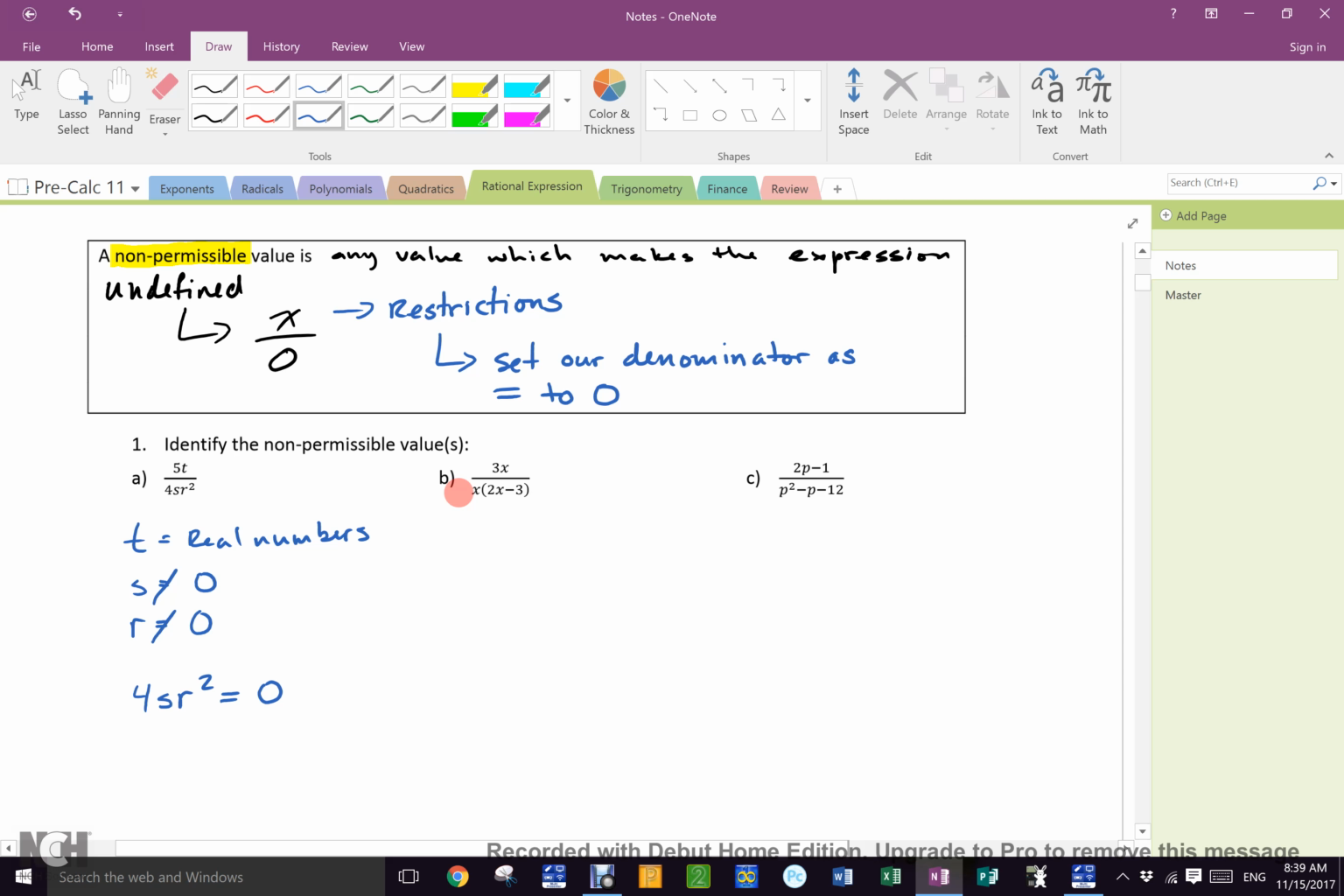Okay. So let's look at B. What are my options here? Well, I only need to look at the denominator, yes? And x times 2x minus 3 cannot equal 0. Oh, I forgot to write "cannot equal 0." So what there would make this equal 0? You've already seen this in factoring. What isn't allowed there? What does this mean?